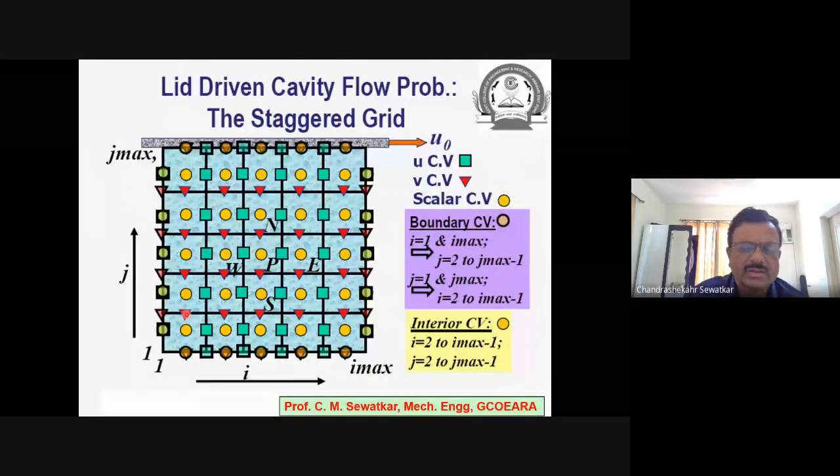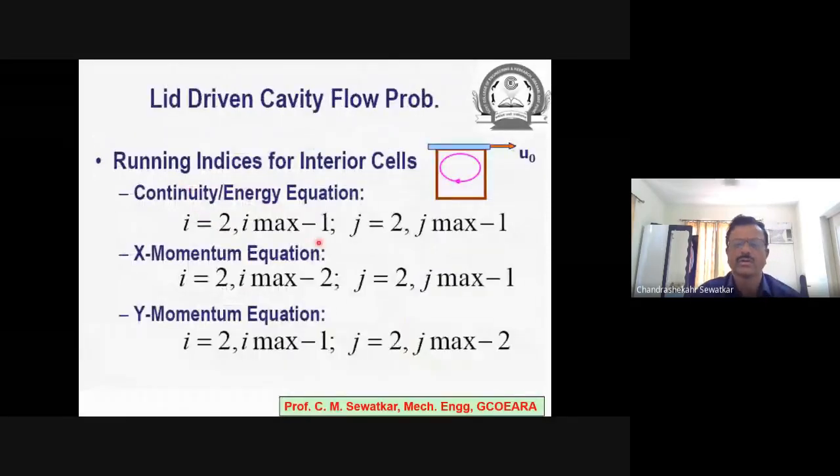Similarly, my y momentum equation is to be solved for red cell centers, right? For which the running indices are like this. This is for the inner cell centers only. We have to obtain the solution. The running indices go like this: I equal to 2 to I max minus 1, and j equal to 2 to j max minus 1. So those are the running indices for y momentum.